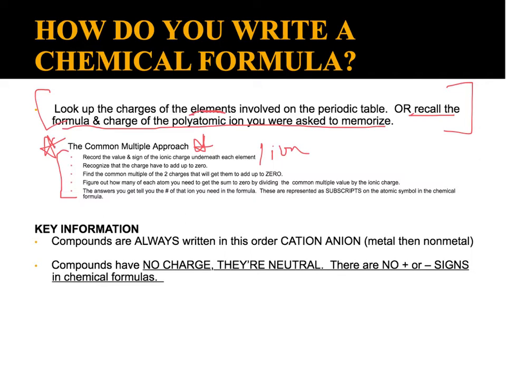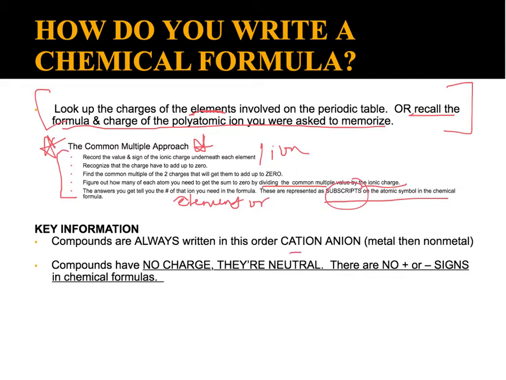And then you're going to figure out how many of that atom you need to get the sum to 0 by dividing that common multiple you identified by the ionic charge. Okay, and that sounds kind of weird, and you'll see what I mean when I go through an example. The answers you get when you do that division are how many of that element or ion you need in the chemical formula. And those, remember, will be represented with subscripts.